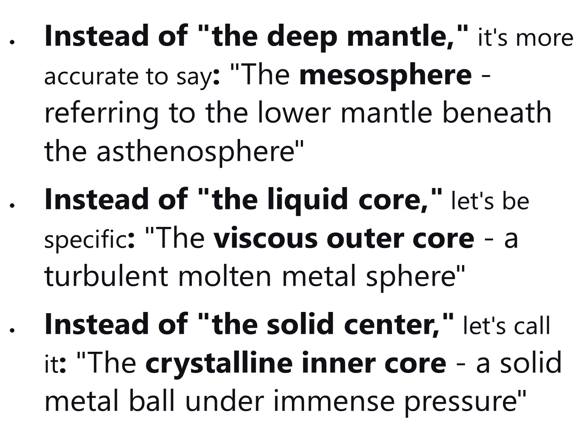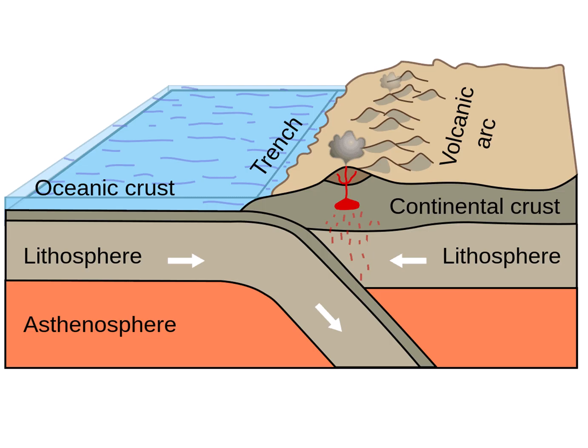Instead of the liquid core, let's be specific, the viscous outer core, a turbulent molten metal sphere. Instead of the solid center, let's call it the crystalline inner core, a solid metal ball under immense pressure. Now, let's describe complex geological processes.